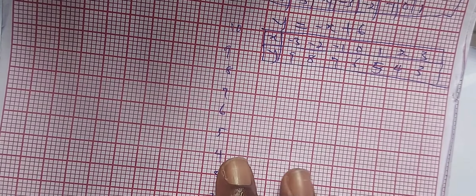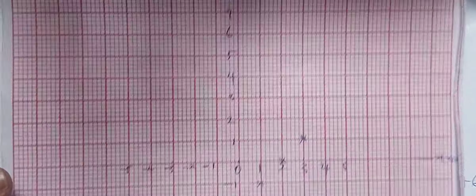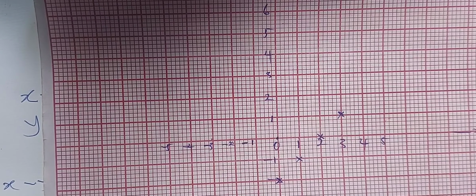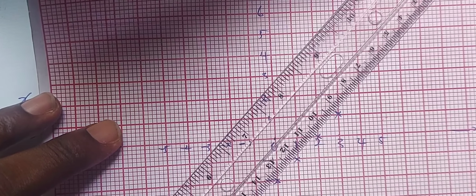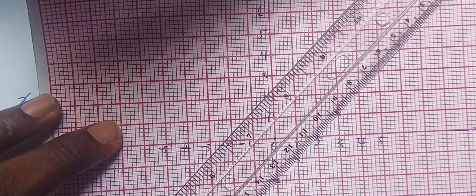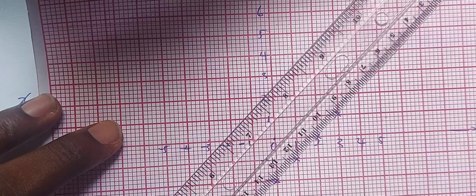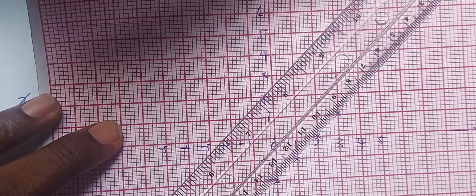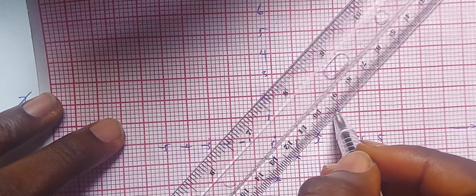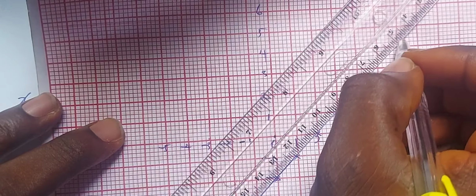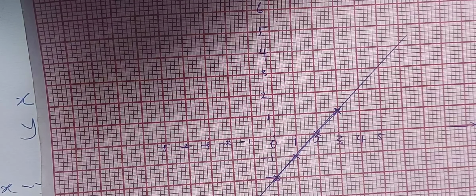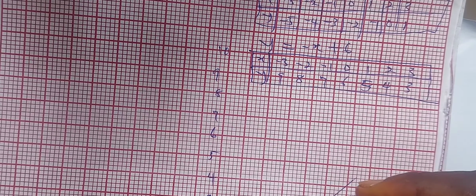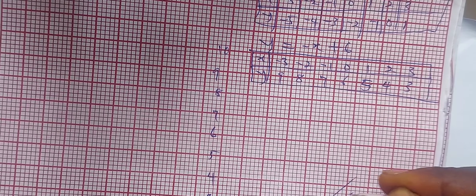So you have gotten this one, and so let's join them together. You join them with your ruler. The points where they meet are where you will join. Okay, so let's join them here. Please use a pencil if you want to do it. This is the line for x minus y is equal to 2.